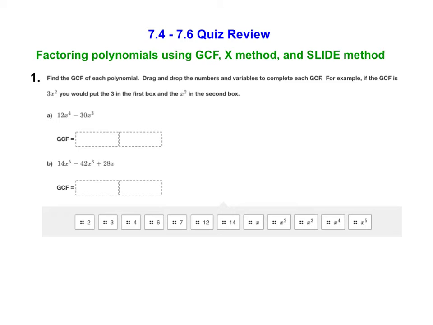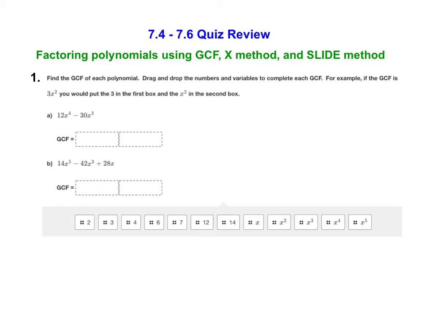Remember that when you're finding the GCF of a polynomial, you want to find the GCF of the coefficients, those are the numbers in front of the variables, as well as the GCF of the variables. So in problem A here, I'm going to start by looking at 12 and 30. We're looking for the greatest common factor of the number 12 and the number 30.